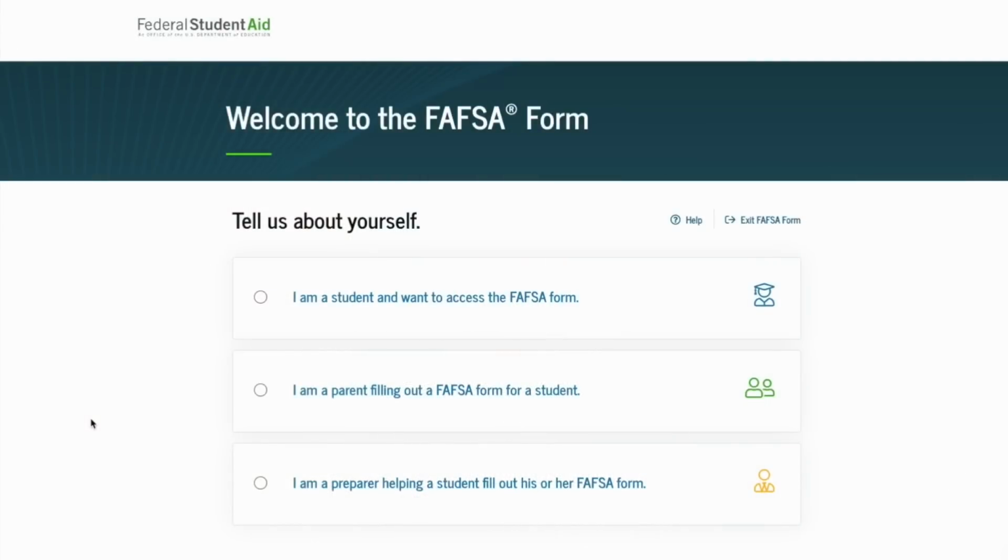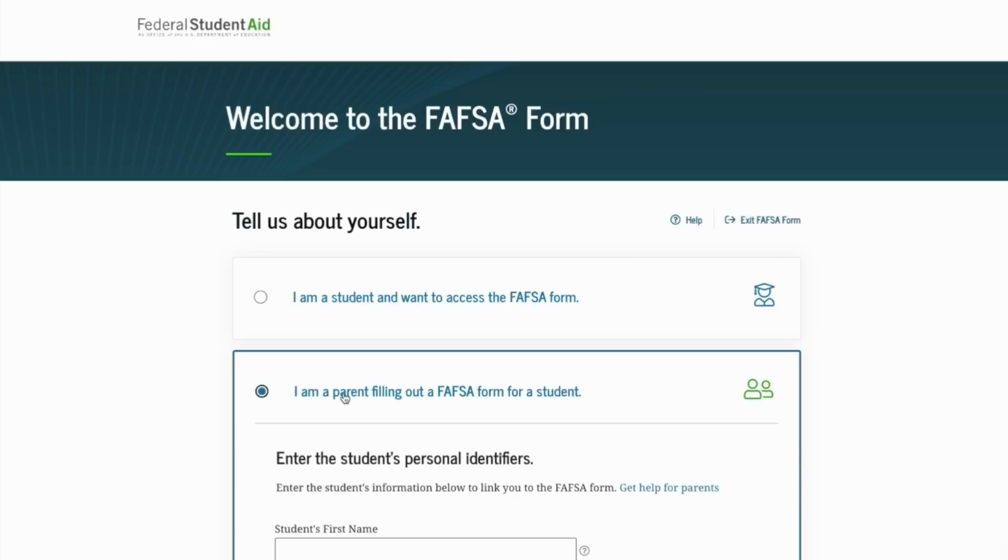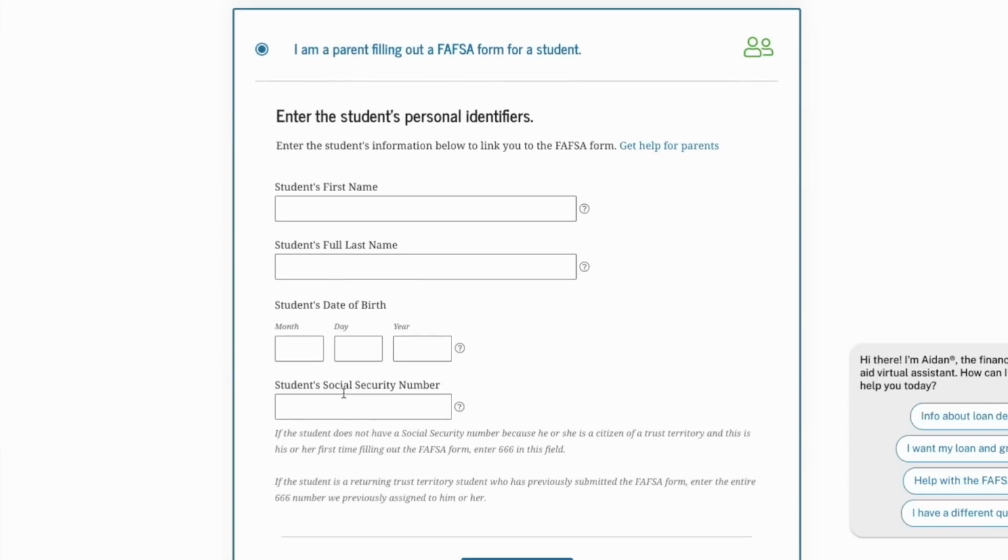When you arrive at the welcome screen for the FAFSA form, you'll see it ask you who's filling out the application. In this case, I'll be filling out the application as a student, but if you are a parent filling out FAFSA for your student, you'll notice you'll need additional information, including the student's Social Security number, so that the information you input will be collected in that student's FAFSA application.